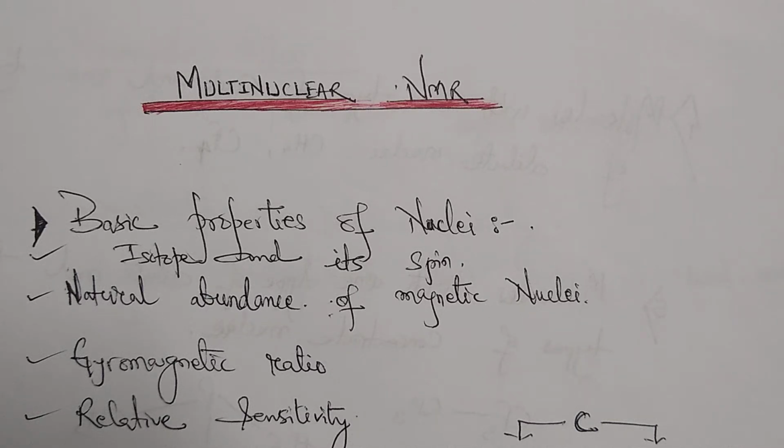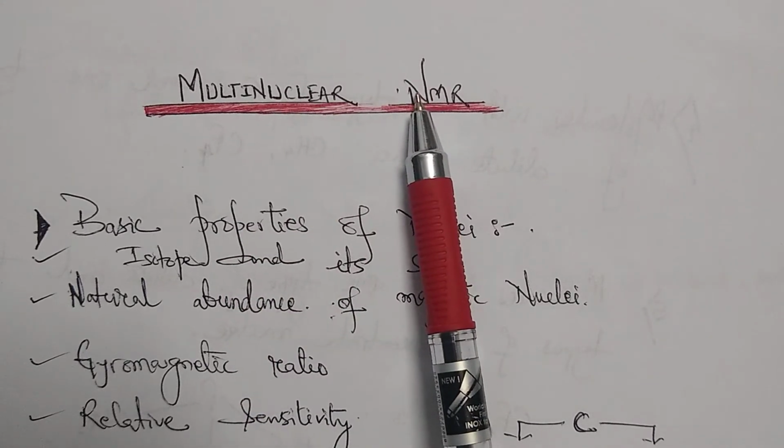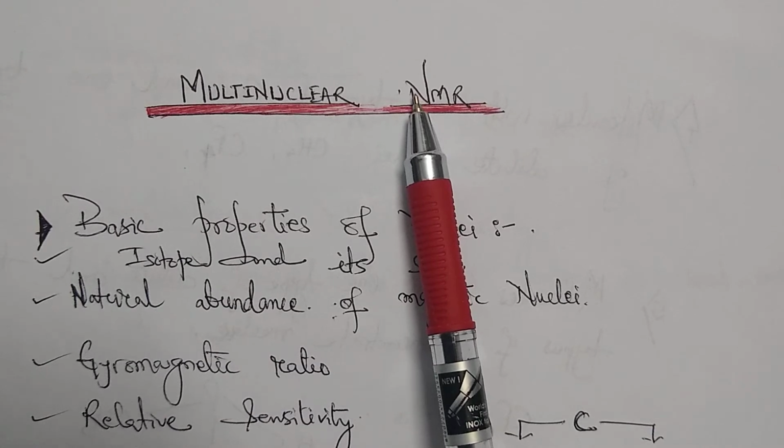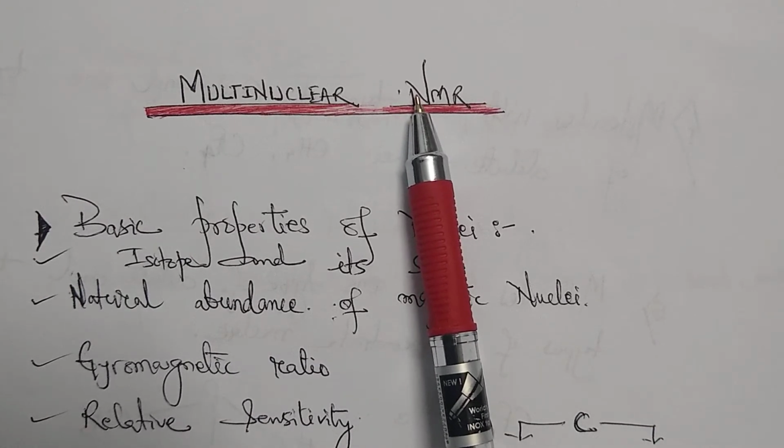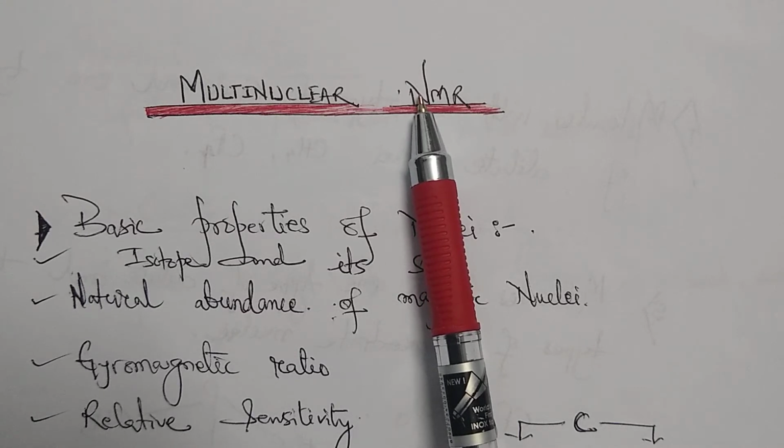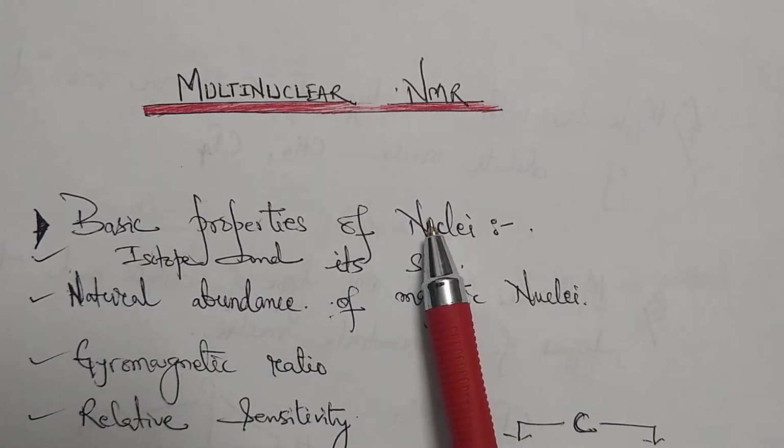In the previous video we discussed 13C NMR, and before that we learned about proton NMR. I'm hoping that you watched all those videos. With those concepts we will now move towards multinuclear NMR. Here also the procedure is similar to the case we have studied in proton NMR and 13C NMR. First of all we will see the basic properties of the nuclei.